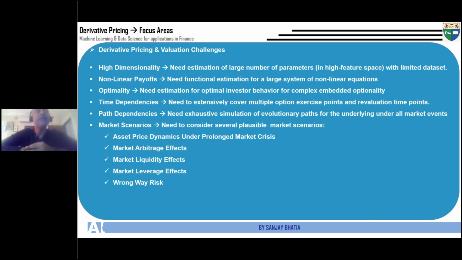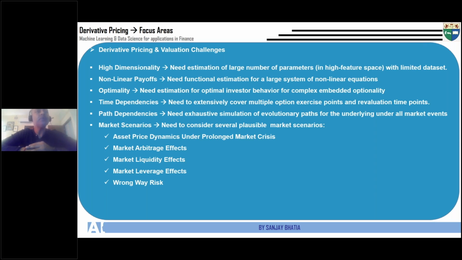So first things first, the area of derivative pricing and valuation has been a very challenging and daunting area, with a lot of different challenges which have been somehow managed so far with traditional models. By traditional models, I'm talking about the analytical formula based Black-Scholes-Merton model, which is an analytical closed form approximation of option pricing. But its application is very confined to simple plain vanilla standard derivatives like a European call or European put option.